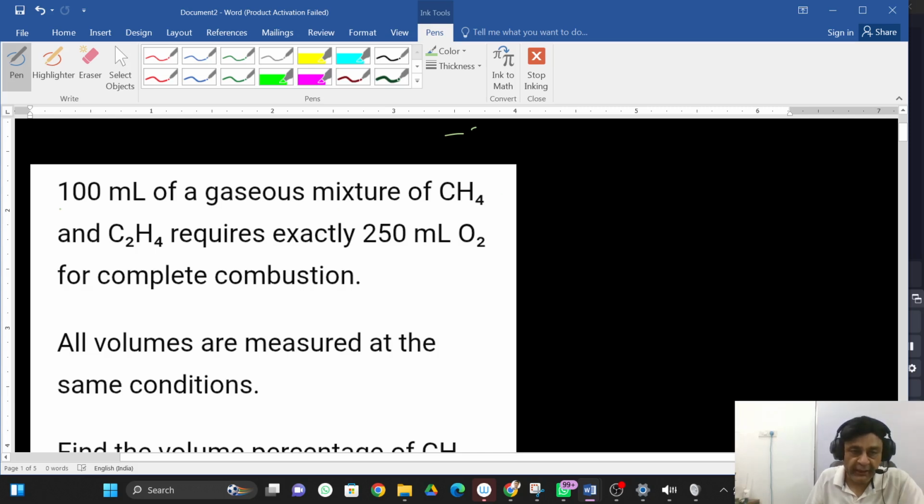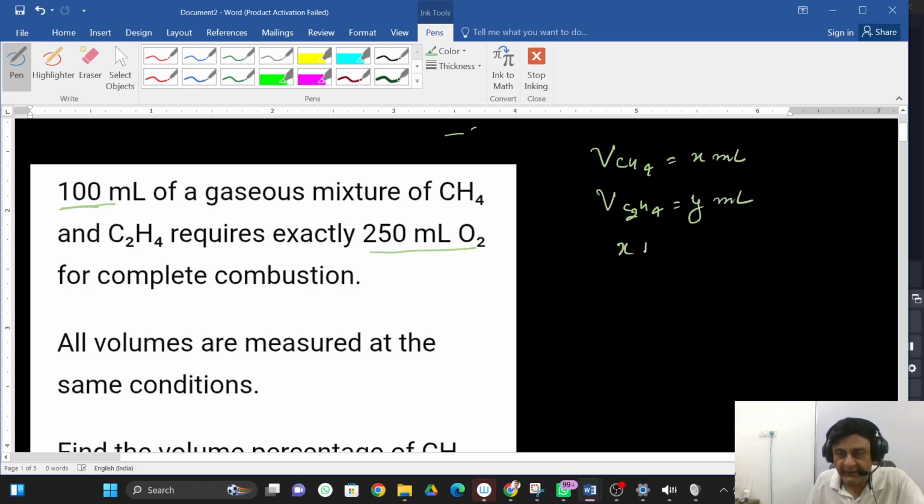This question states that 100 ml of the gaseous mixture of methane and ethene requires exactly 250 milliliter of O2. It means the total volume of the methane and ethene is equal to 100 ml. Suppose the volume of methane is X milliliter and the volume of ethene is Y milliliter. So I can say X plus Y is equal to 100. That is my first equation, since the total volume is 100 ml of a gaseous mixture of methane and ethene.